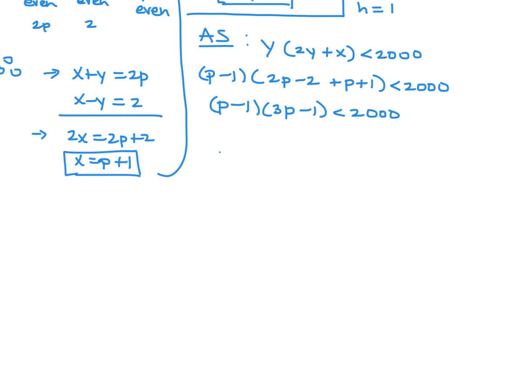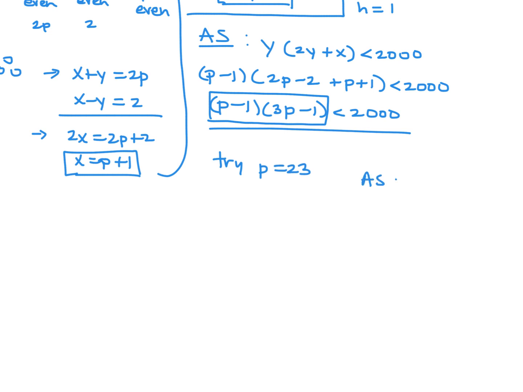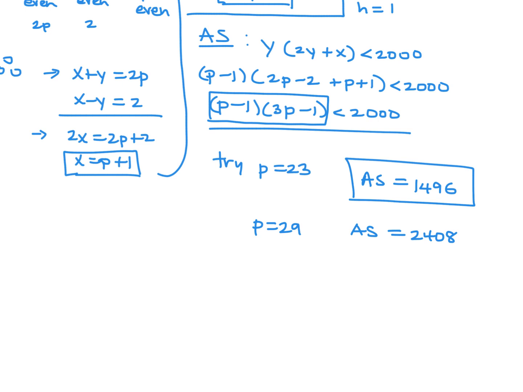For example, if you try p equals 23 and you sub that into there, just for this part, you would get the AS, area of the shaded region, to be 1496. And if you try the next prime number, which is 29, the area of the shaded region would become 2408. So since that's obviously greater than 2000, this is the largest you can make it under the parameters.